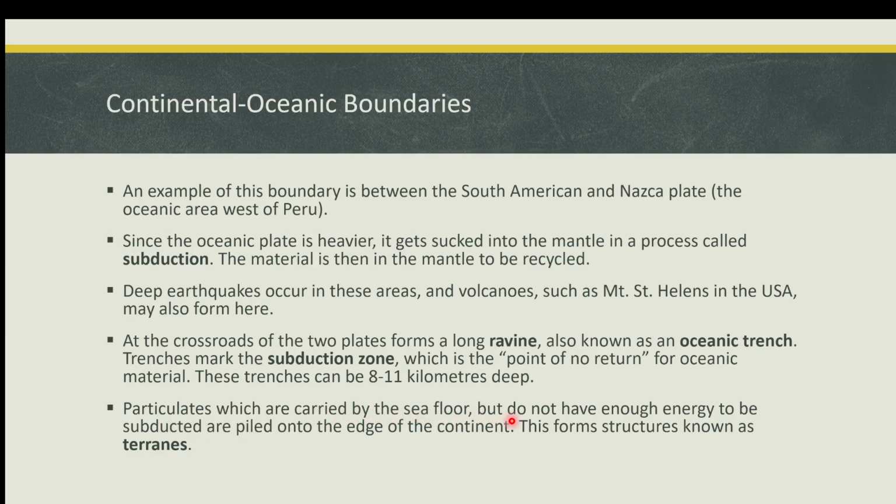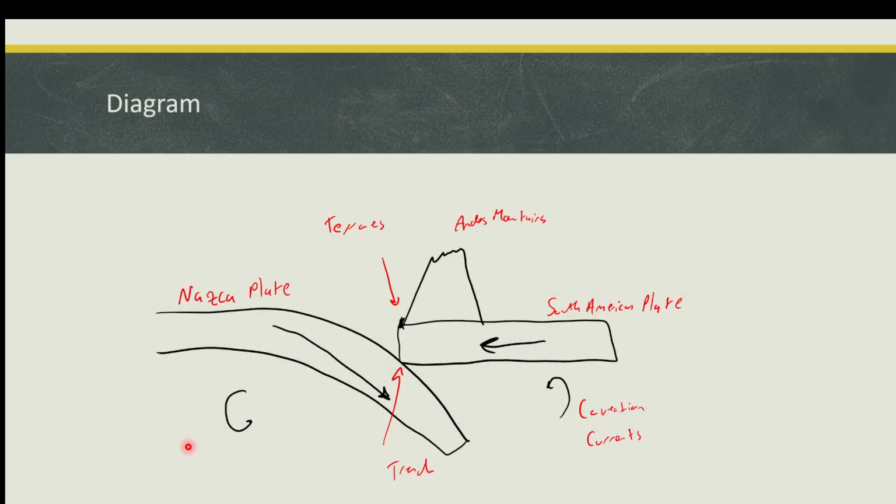Particulates, which are carried by the seafloor, don't have enough energy to be subducted. Because they're so loose, they might actually get pushed up instead of pushed down, which is a bit weird. And they form little deposits known as terranes. So, as you can see, the Nazca plate is getting subducted by the convection current. The trench forms here, which is in the subduction zone. We can also have fold mountains form, such as the Andes Mountains. And for all the Minecraft players out there, yes, that is where we get andesite from. It's found within the Andes Mountains. And the terranes are here. I do apologize for my bad handwriting. I did draw this rather quickly.